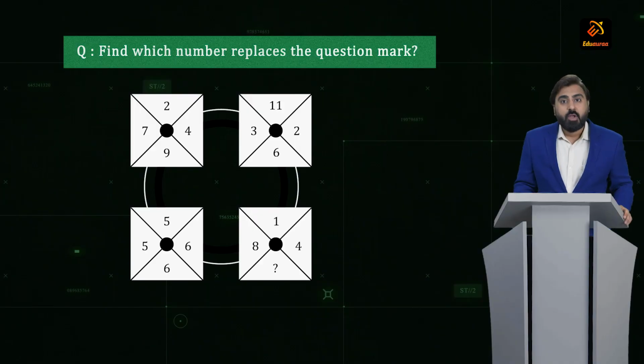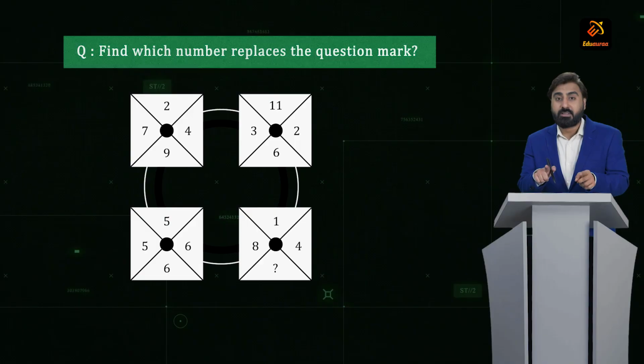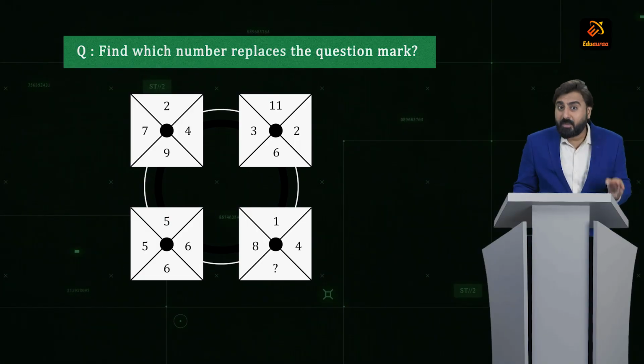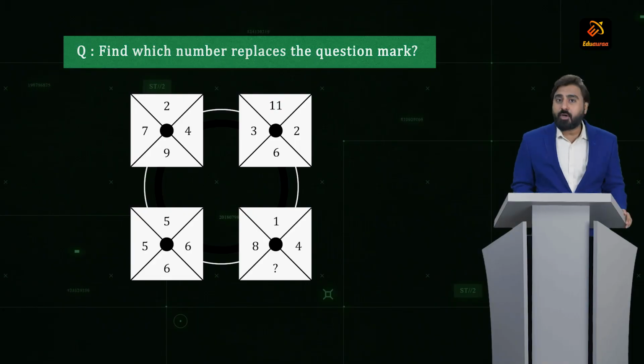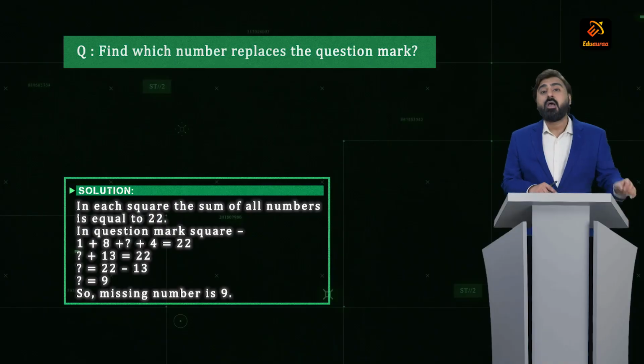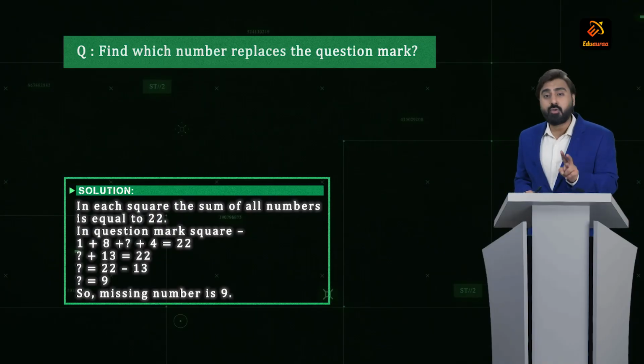Let's check the third one. 5, 5, 6, 6. 5 plus 5, 10, plus 6, 16, plus 6, 22. So even the third rectangle is matching. That means what can we conclude from here? That the sum of the numbers in each rectangle comes out to be 22.